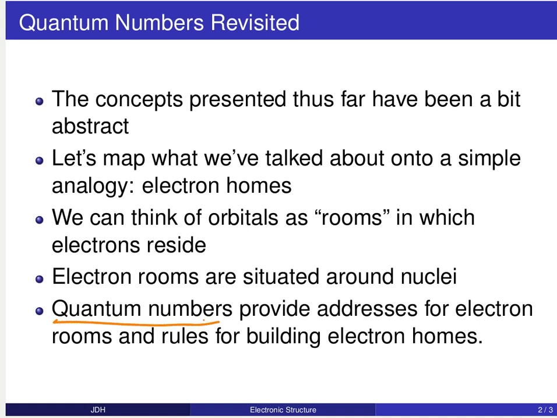Once we have that analogy built up, these quantum numbers that we've been talking about essentially provide addresses or locations for each one of these electron rooms. And the constraints, the relationships between the possible values that these quantum numbers can take, correspond to rules that govern the construction of electron homes.